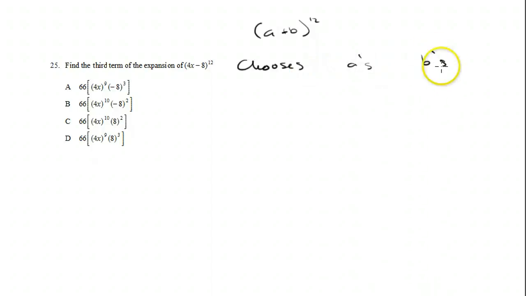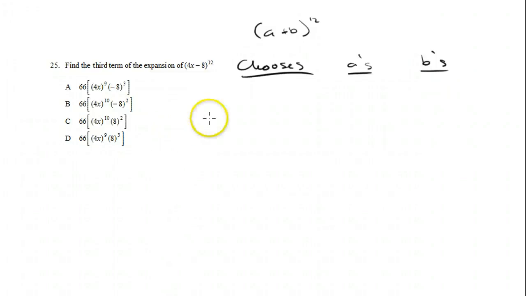For number 25, it says find the third term of the expansion of (4x minus 8) to the 12th power. So remember here we have a binomial raised to some power, so that is going to be using the binomial theorem, which comprises three patterns: the chooses, the A's, and the B's. So let's just go through those three patterns.